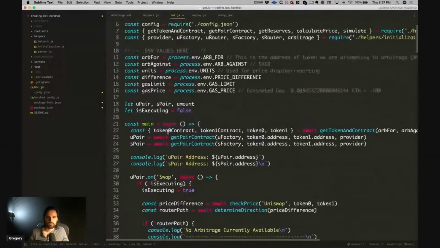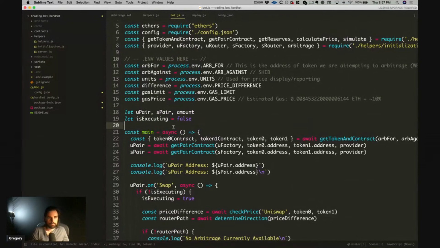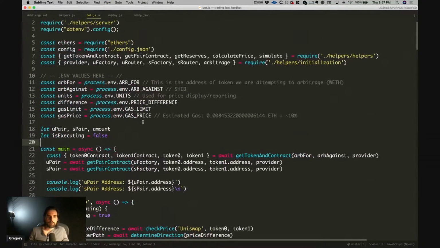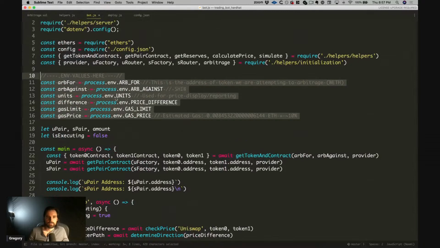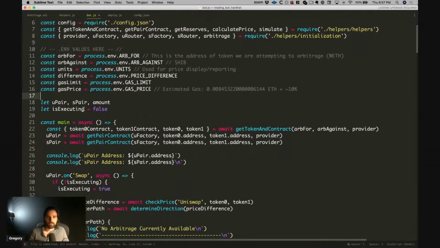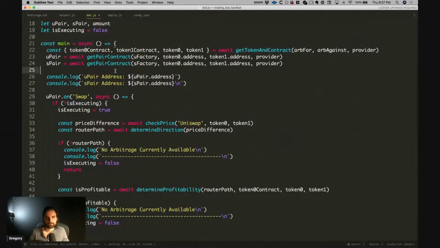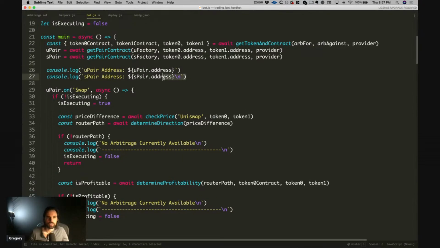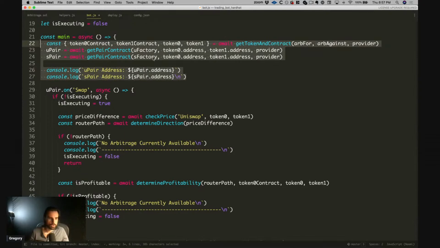So let's start with this. At the top, it pulls in all our environment variables like arb for, arb against, the units, price difference, gas limit, gas price, Uniswap pair, SushiSwap pair, and amount. We set executing to false here. But let's talk about what it does. We get the smart contracts, or rather JavaScript versions of them. That's what ethers.js does. Here are the token contracts, and then we get the Uniswap pair and the SushiSwap pair, and we load them. This is just getting JavaScript versions of everything.